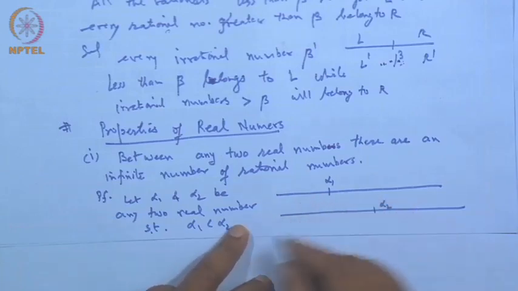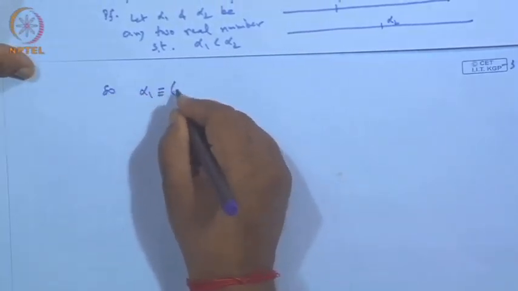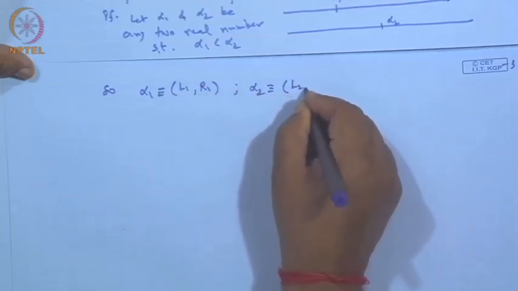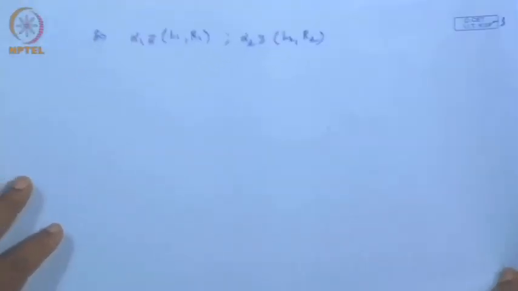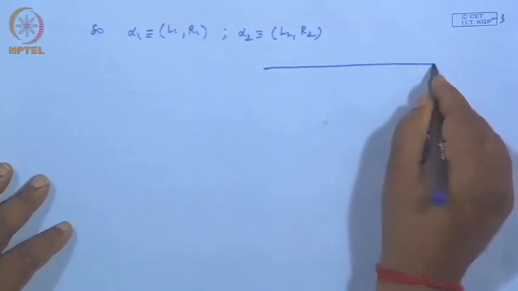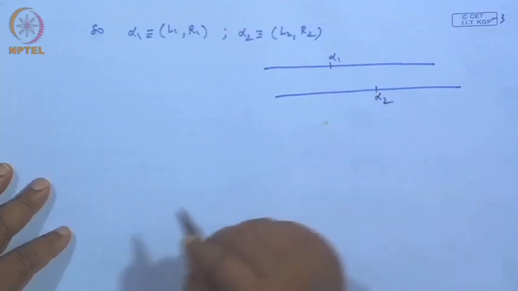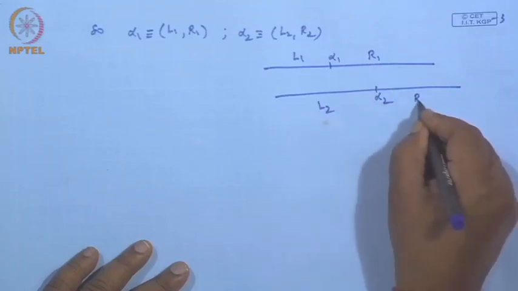So, alpha 1 will correspond to the section L 1 R 1, alpha 2 will correspond to the section L 2 R 2. Is it not clear? Now, the position is like this: this is alpha 1, here is alpha 2. This corresponds to section L 1 R 1, this corresponds to section L 2 R 2.